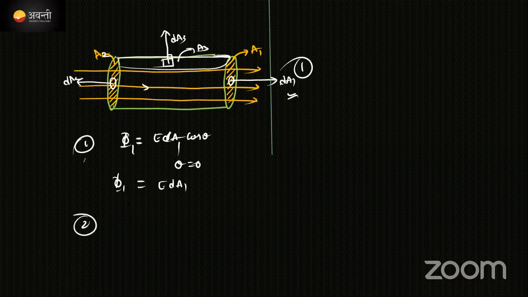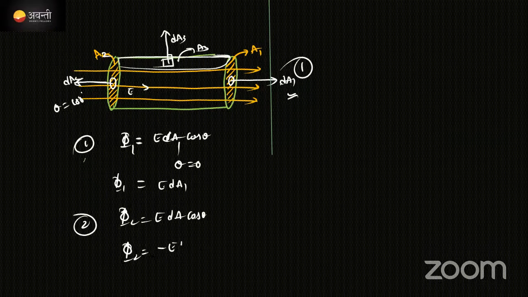If I consider the second area, again flux 2 value will be equal to E dA cos theta. इधर थीटा वैल्यू कितना हो सकता है, electric field intensity in this direction, area vector will be in opposite direction. Here theta value will be 180 degree. Right. If you put 180 degree, flux value क्या होता है इधर, minus E dA2.